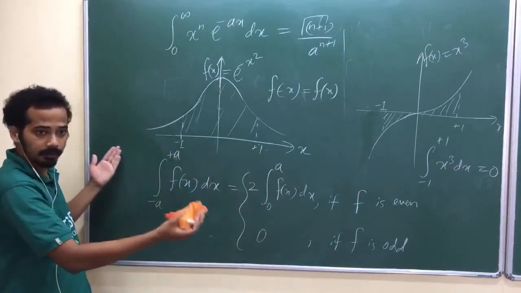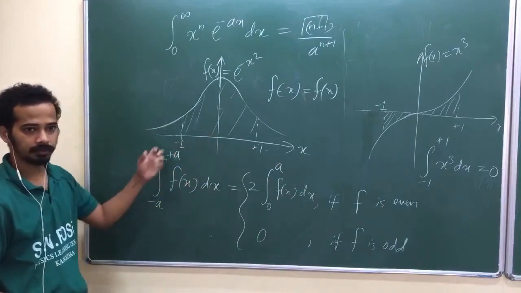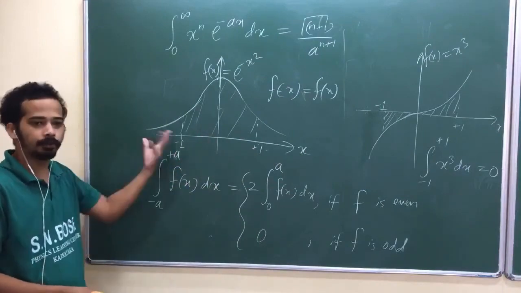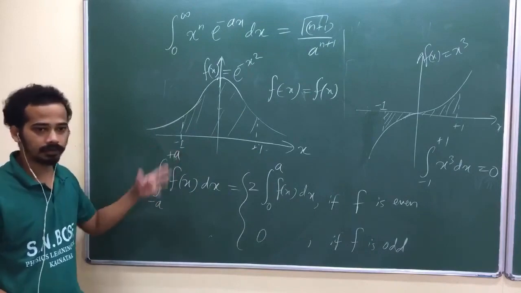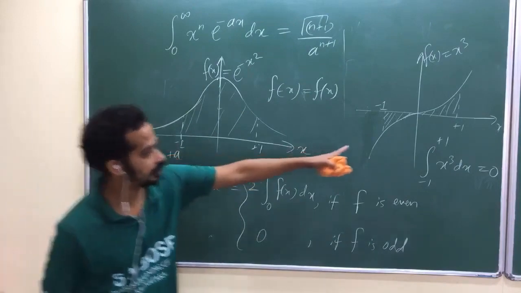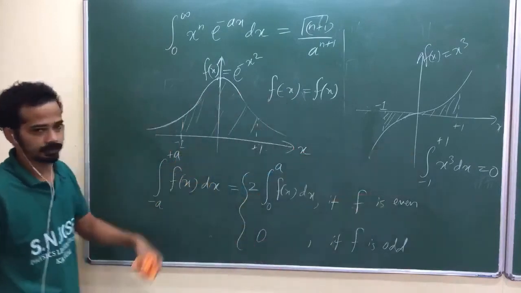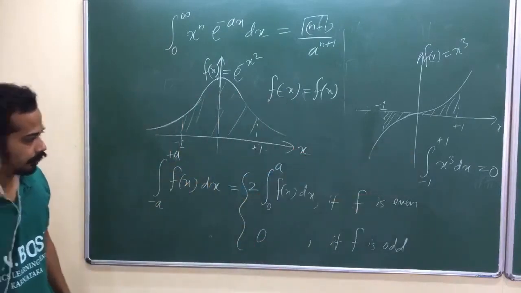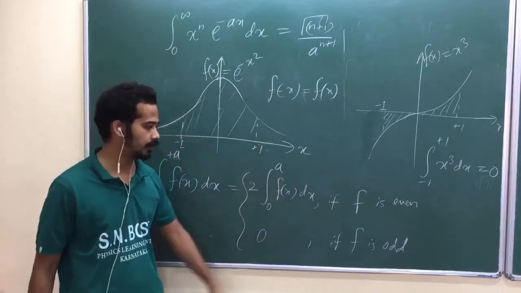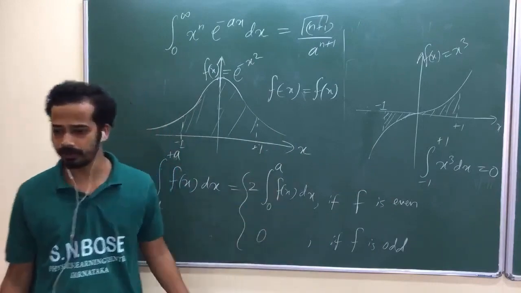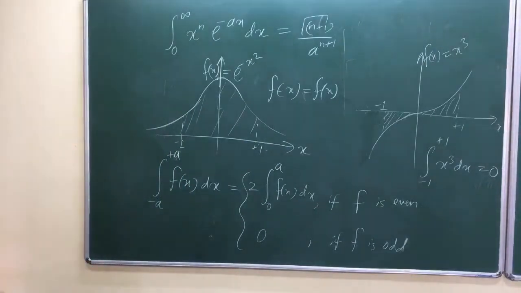If the limit is symmetric about 0, from -a to +a. If it is from a to b, then don't apply, if it is not symmetric. Is that okay? Take these two ideas. If the function is even, that is twice the area under the curve from 0 to a. If the function is odd, that will be 0. Positive and negative areas will add up to give 0.